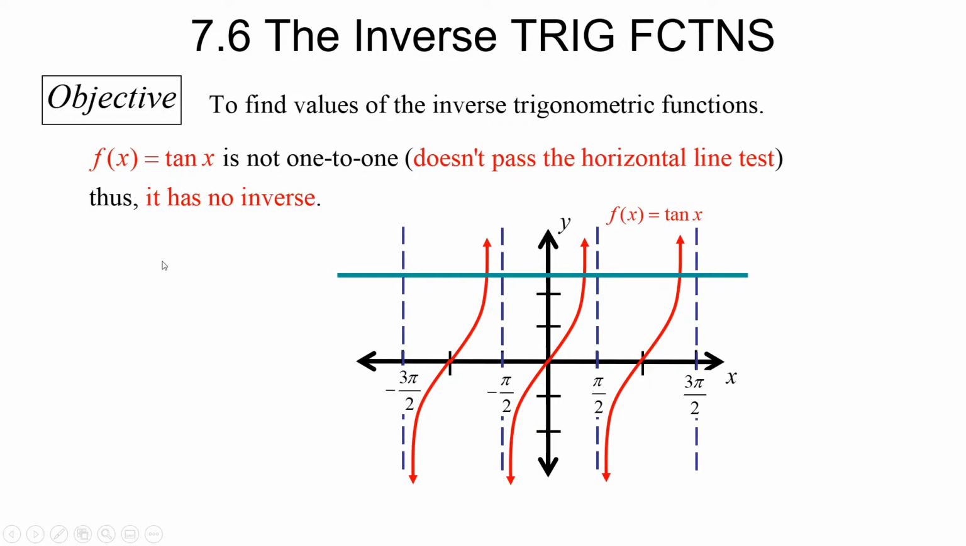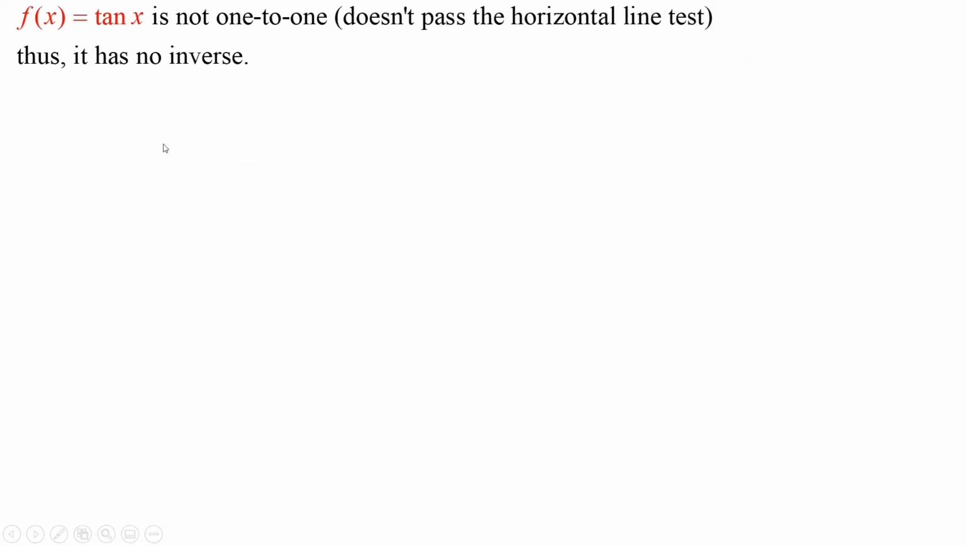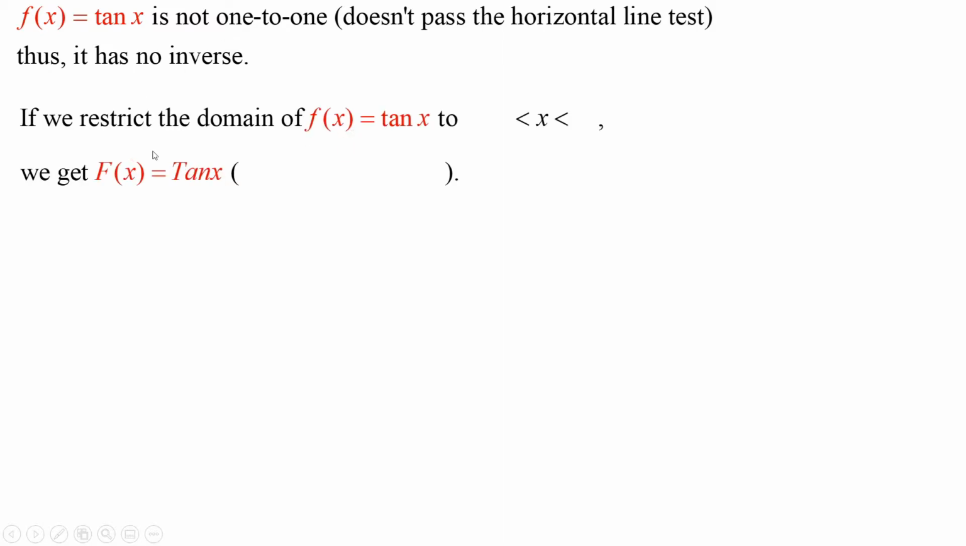So what do we need to do then? Because there's an inverse tangent button on your calculator. All right, f of x equals tangent of x is not 1-to-1, doesn't pass the horizontal line test, thus it has no inverse. But if we restrict the domain of f of x equals tangent of x, and you think about when you restrict the domain of a trigonometric function so you can have the inverse of that function, you have to contain quadrant 1, and so you want the largest interval containing quadrant 1.